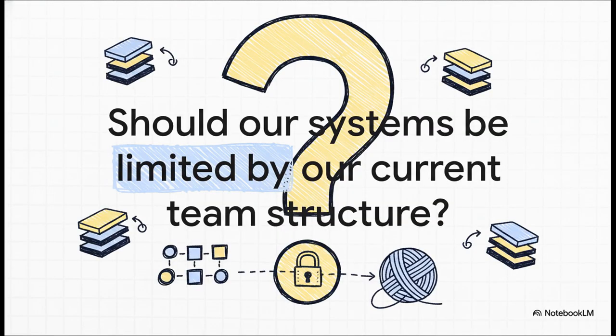And that leaves us with one final, kind of provocative thought. Remember how we started with Conway's Law? The idea that our systems end up mirroring our team's structure? This architecture is the perfect poster child for that. But it makes you ask a bigger question. Should our future systems be limited by our current org chart? Or maybe, just maybe, should we start thinking about organizing our teams to build the kinds of systems we want in the future?